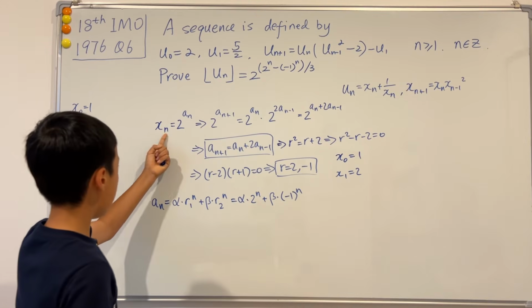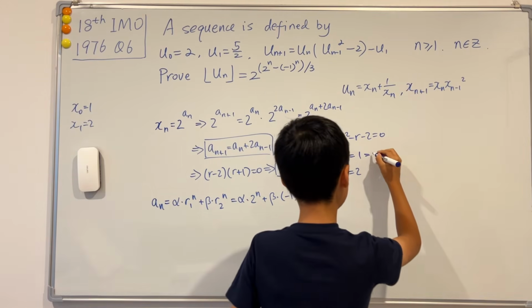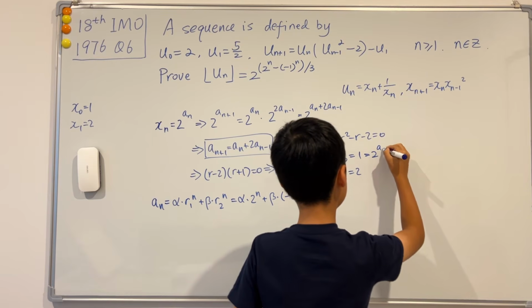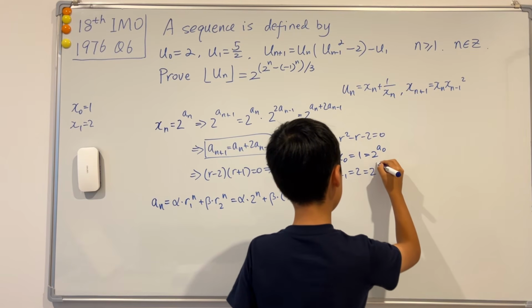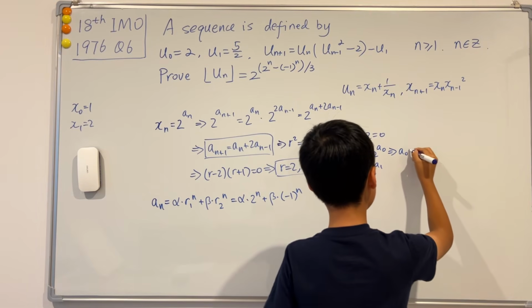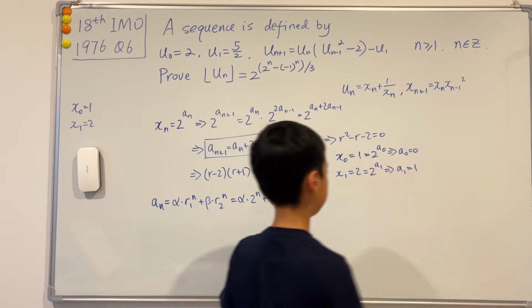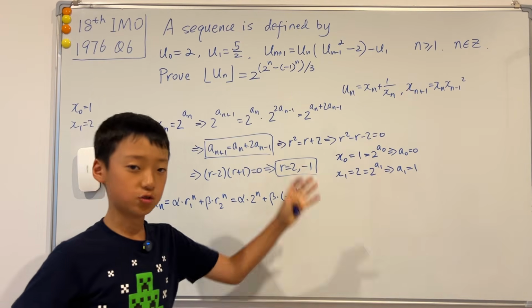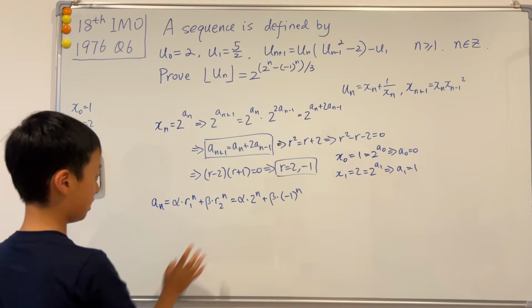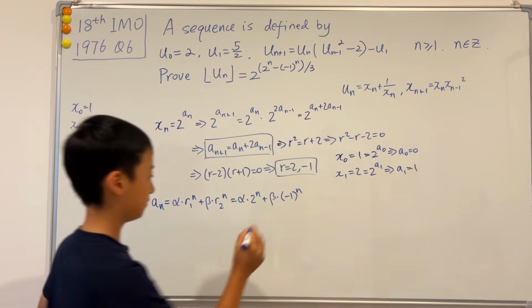So we know that x_n is 2 to the a_n. So that is 2 to the a0, and this is 2 to the a1. So in this case, a0 is 0, and in this case, a1 is 1. So now we have our initial values, and we can plug them in here, so we can have a simultaneous equation to figure out alpha and beta.